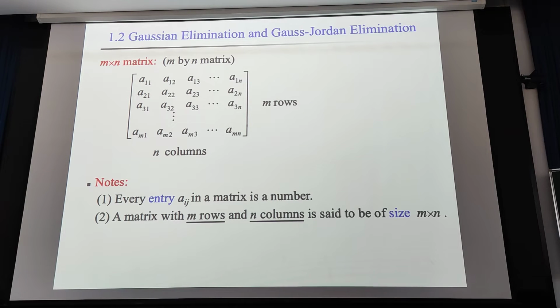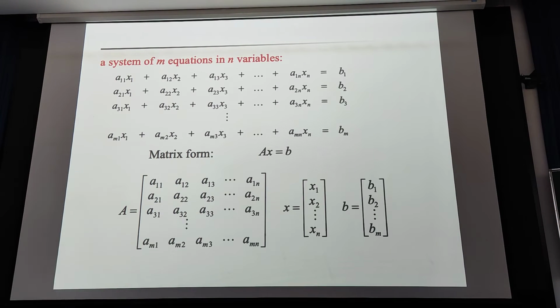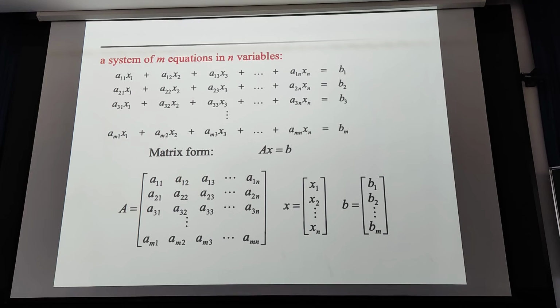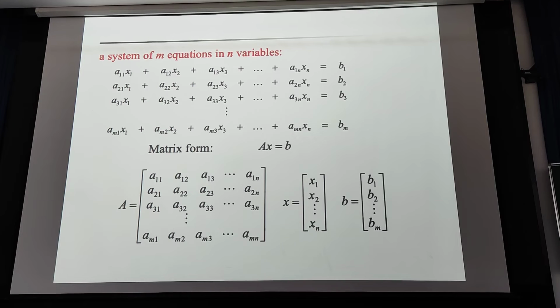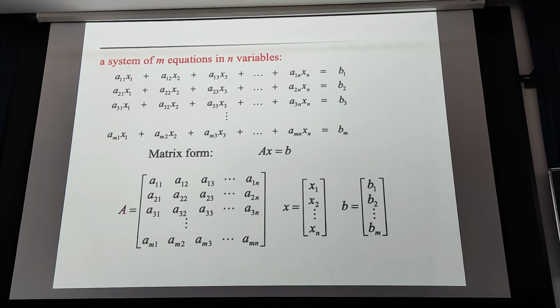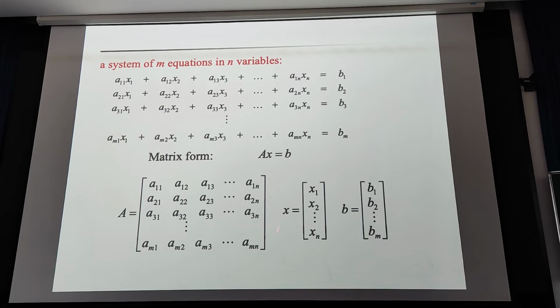So now we have it here. Given a system of m equations in n variables like that, in matrix form we can write it in only one single equation like here. In that form, A is a matrix like that. That is the coefficient matrix of the system. And X is a column matrix of unknowns. And B is a column matrix of the right hand side of the system.